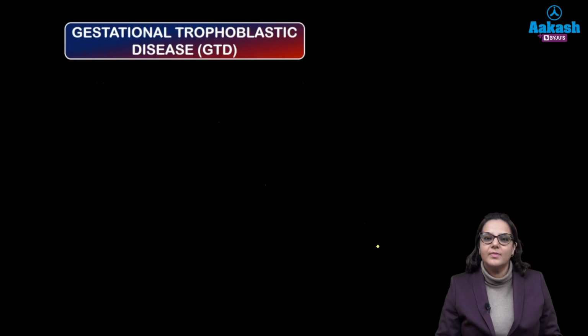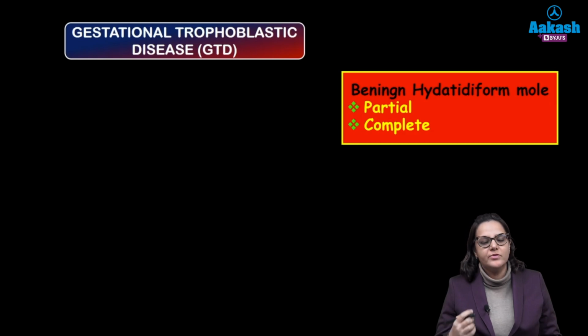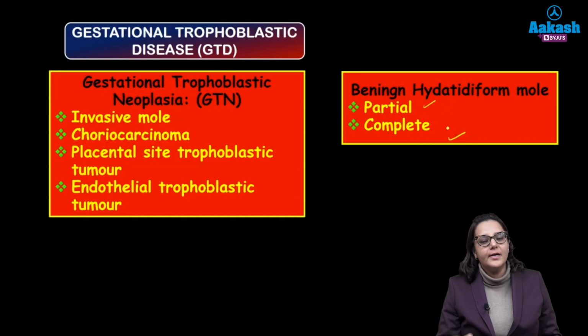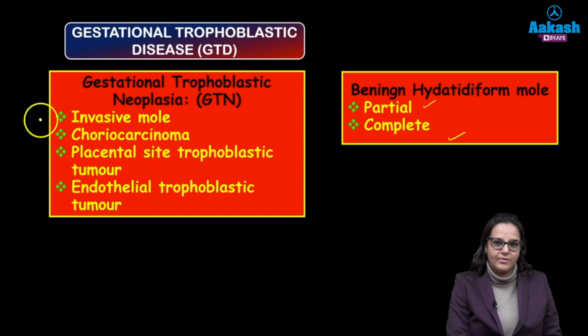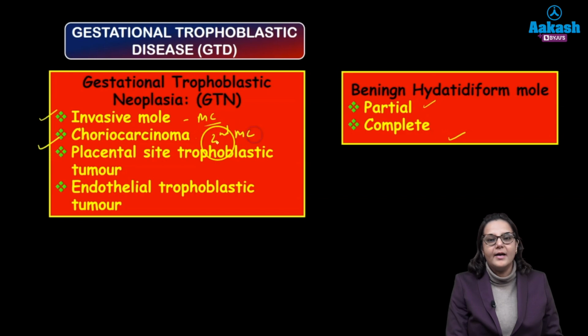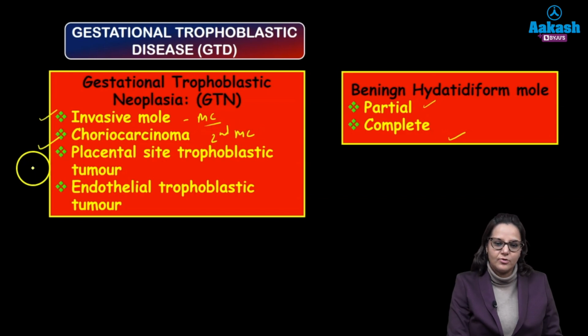So what are gestational trophoblastic diseases? They are a group of conditions which are due to the abnormal proliferation of the trophoblast cells of the placenta. It can either be a benign condition which presents as a hydatidiform mole, which can be partial or complete, or it can present as a gestational trophoblastic neoplasia, which are malignant conditions, and it comprises either the invasive mole, which is the most common of these, or choriocarcinoma, which is the second most common condition, and other rare causes which can be placental-site trophoblastic tumor or epithelioid trophoblastic tumor.